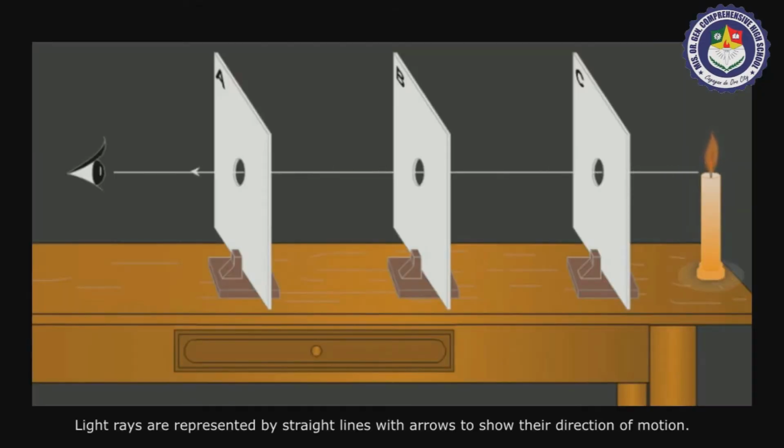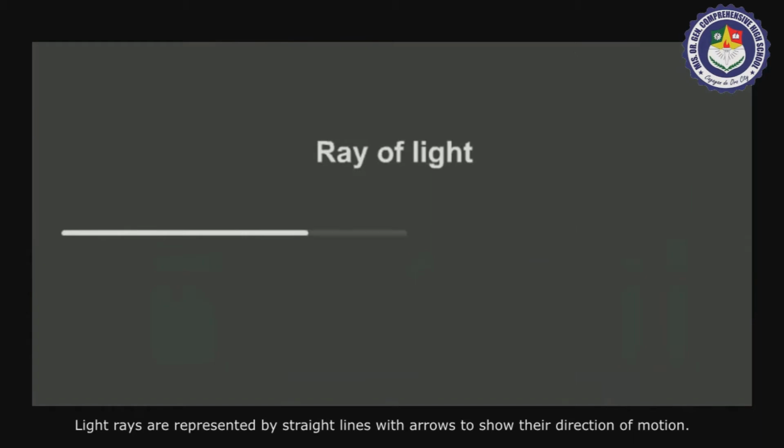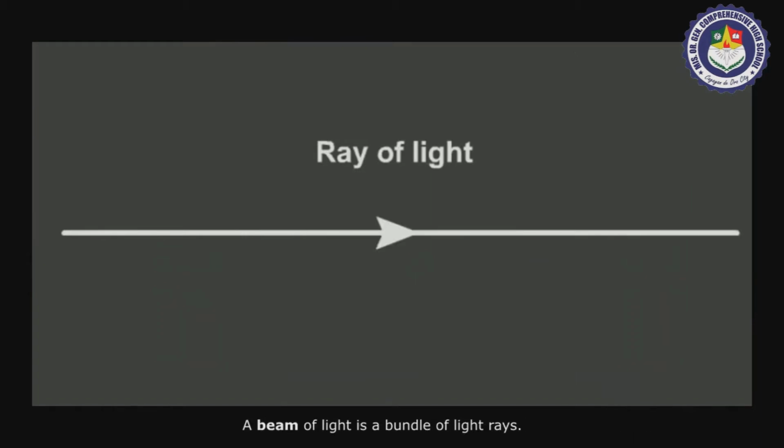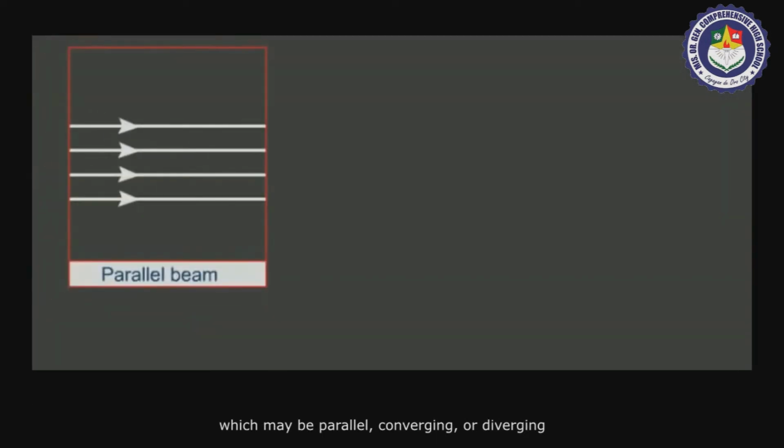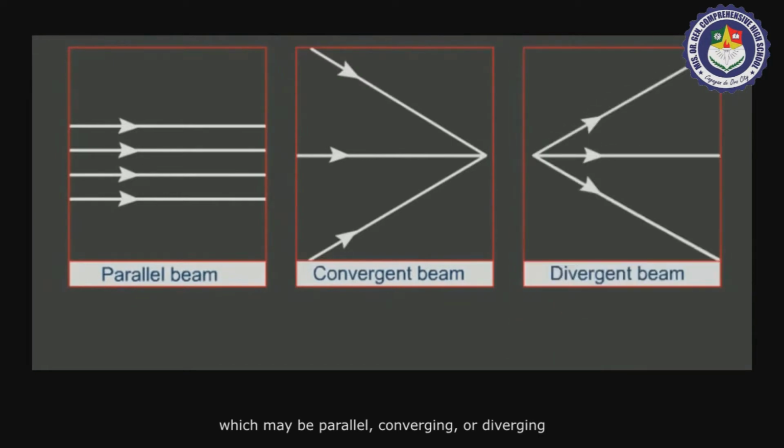Light rays are represented by straight lines with arrows to show their direction of motion. A beam of light is a bundle of light rays. Beams are represented by a group of rays which may be parallel, converging, or diverging.